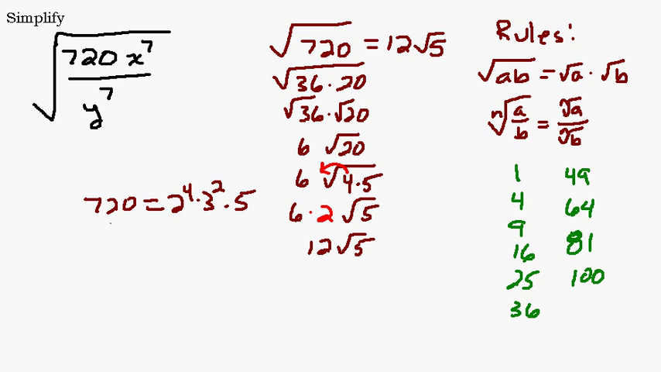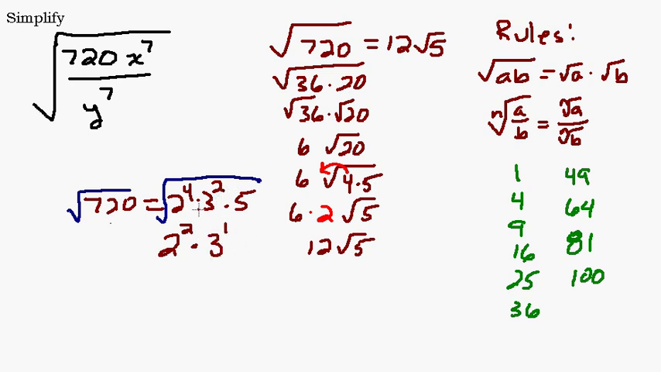Okay. So if you're going to use this, then you want to take the square root of 720, right? So you want to do the square root of all this. When you have an exponent and you're taking the square root of it, you divide that exponent by 2. So the square root of 2 to the 4th is 2 to the 2nd. You just divide the exponent by 2. And the square root of 3 squared is just 3 to the 1st.